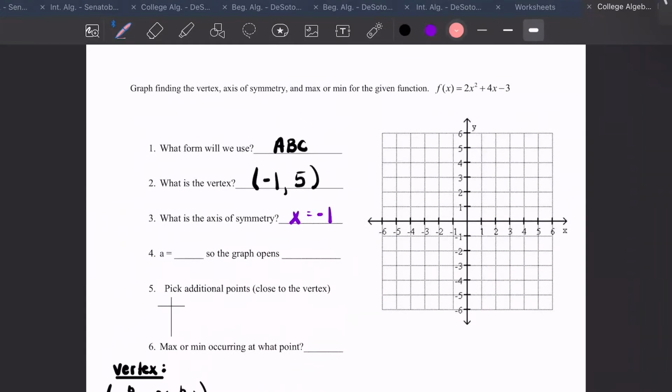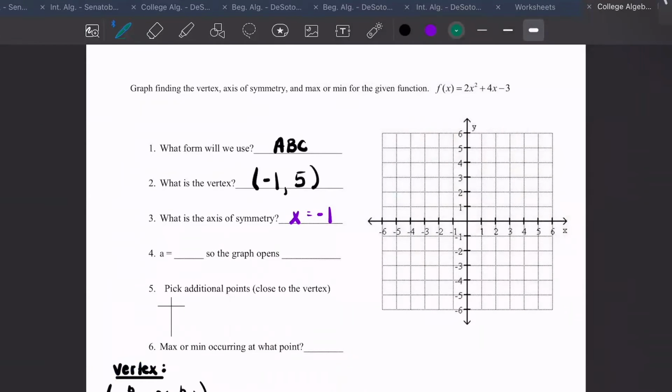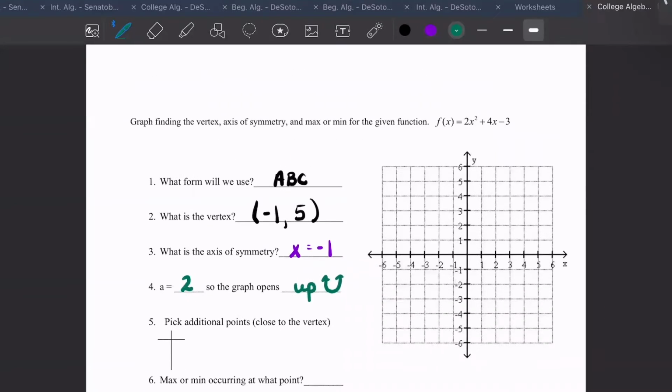Okay, and A, I'm going to do a different color. A, which is in your function, it's your first value, is 2. That is positive. That's greater than 0. So the graph opens up. So it's going to look something like this. And I knew that because 2 was positive.